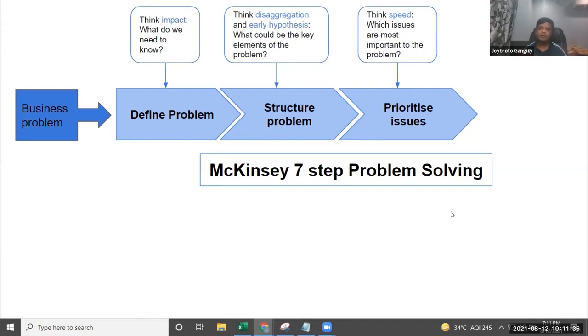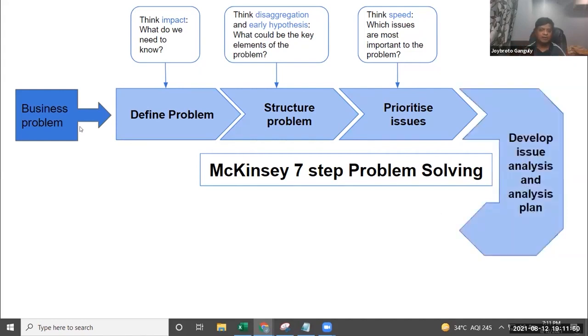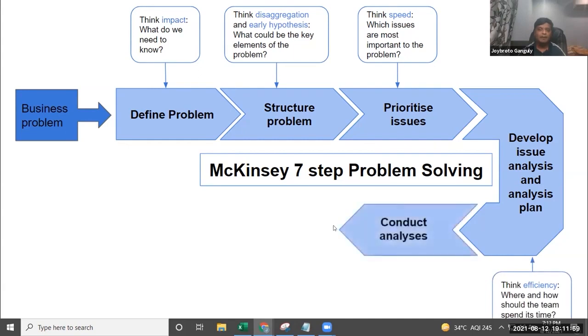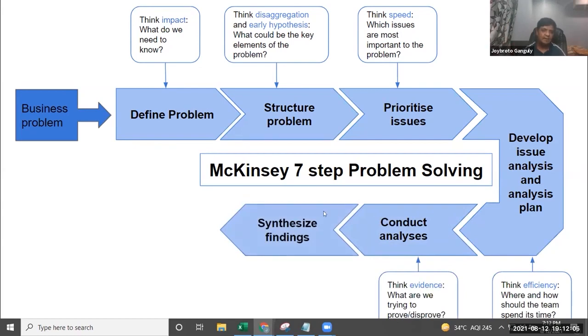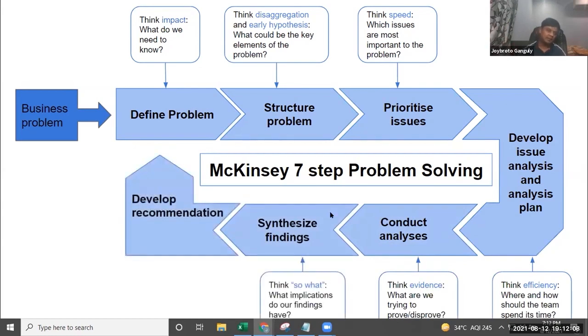And that's the most important thing that you should take away from the class, that you need to spend an inordinate amount of time defining the problem, structuring the problem, and prioritizing the issues. Then post that, you develop a deep analysis of the issue tree that you have created. You need to analyze whether whatever you think is an issue is really the issue or not. Then thereafter, you conduct those analyses. Once you have conducted the analysis, you synthesize the findings. And then your final step is to develop a recommendation. So if I take a step back, out of the seven steps, recommendation is the seventh step. It's the last thing.